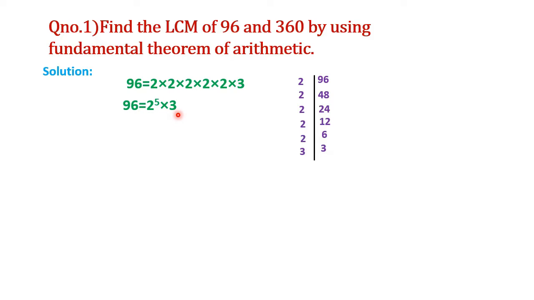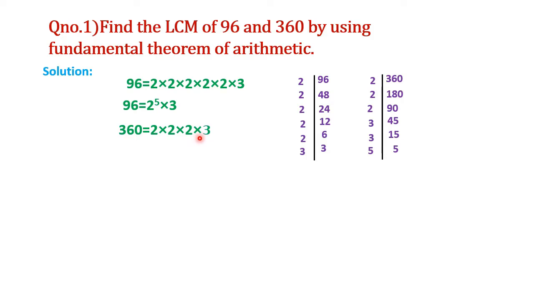Similarly, we can write 360 is equal to 2 into 2 into 2 into 3 into 3 into 5. Further we can write it as 360 is equal to 2 raised to 3 into 3 square into 5. Now we can find LCM. How to find the LCM? You already know that, right?